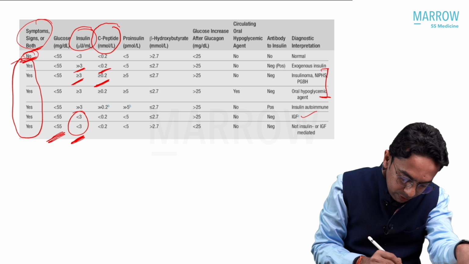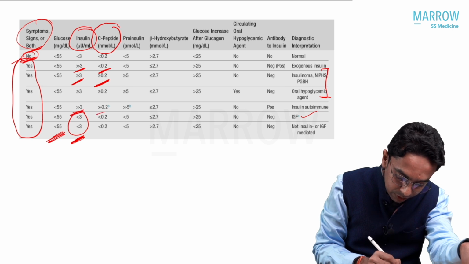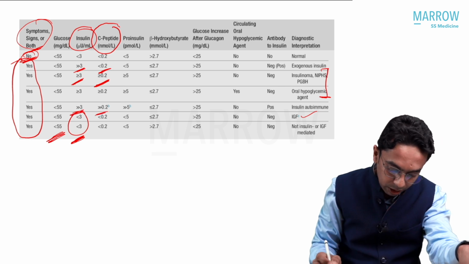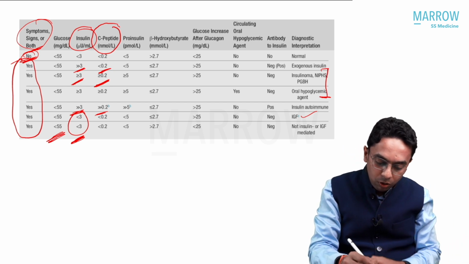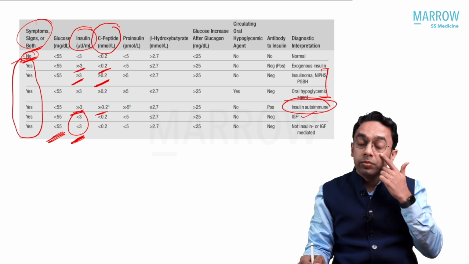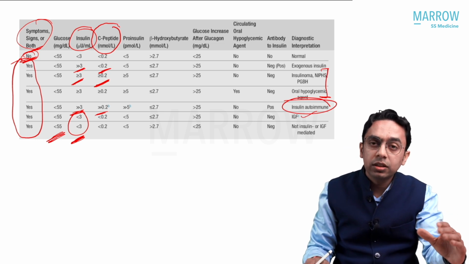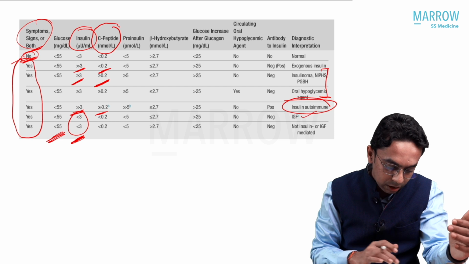And if the insulin is very, very high with a high C-peptide, okay, we take ratios, then it can be Hirata syndrome, insulin autoimmune. So these things are basic. You can proceed stepwise and answer this.